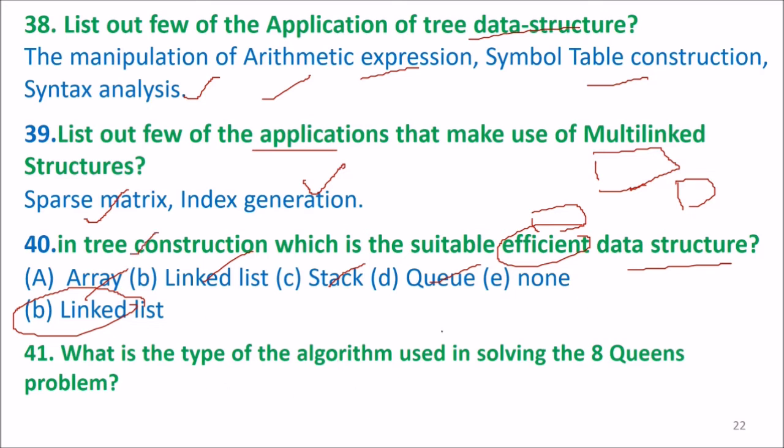So what is the type of the algorithm used in solving the 8 queens problem? Are you aware of the backtracking problem? Backtracking is the type of the algorithm used in solving the 8 queens problem.